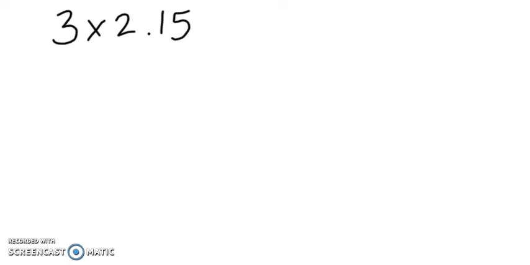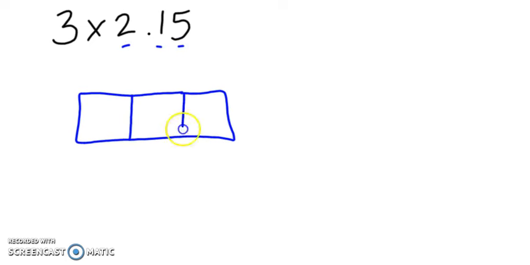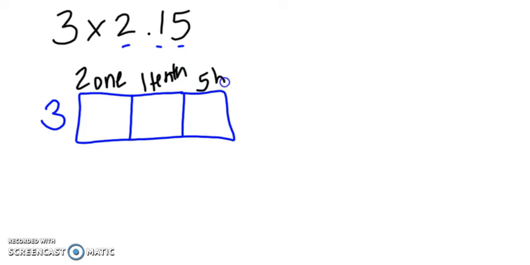So I see that I have 1, 2, 3 digits here. So I'm going to draw myself 3 boxes. My first factor is 3, so I'm going to write my 3 over here, and then I'm going to plug in my 3 digits. I have 2 ones, I have 1/10, and I have 5/100.